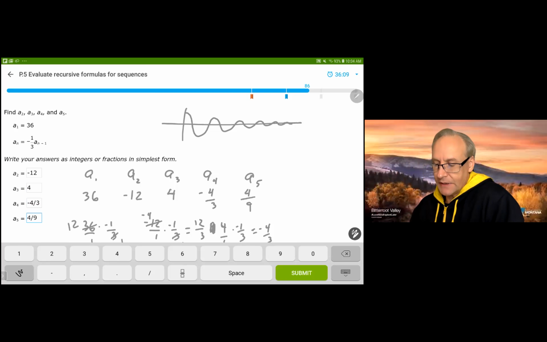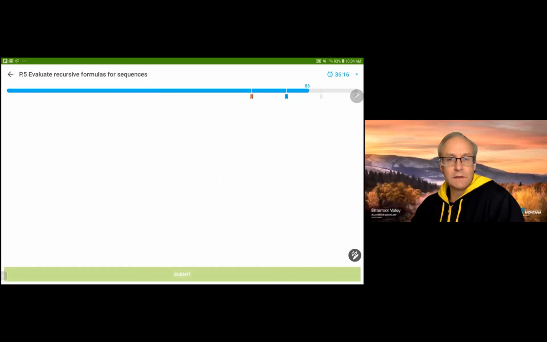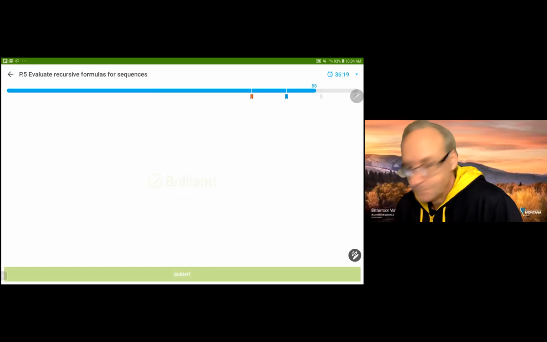And you're just multiplying by negative 1/3 each time. Or think of it as dividing by 3 each time and changing the sign. Either way, whichever makes more sense to you.